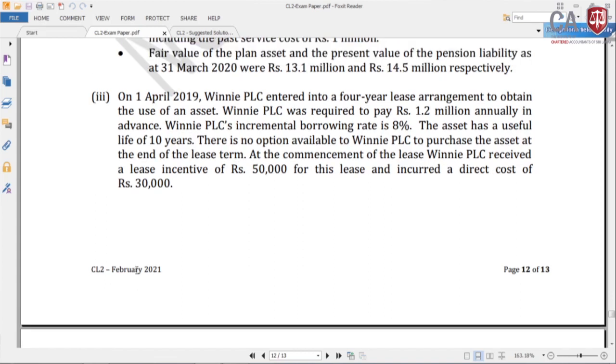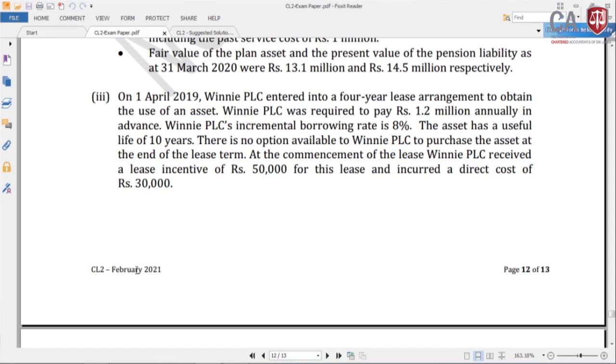On 1st April 2019, Winnie PLC entered into a 4-year lease arrangement to obtain the use of an asset. Winnie PLC was required to pay 1.2 million rupees annually in advance. Winnie PLC's incremental borrowing rate is 8%. The asset has a useful life of 10 years.